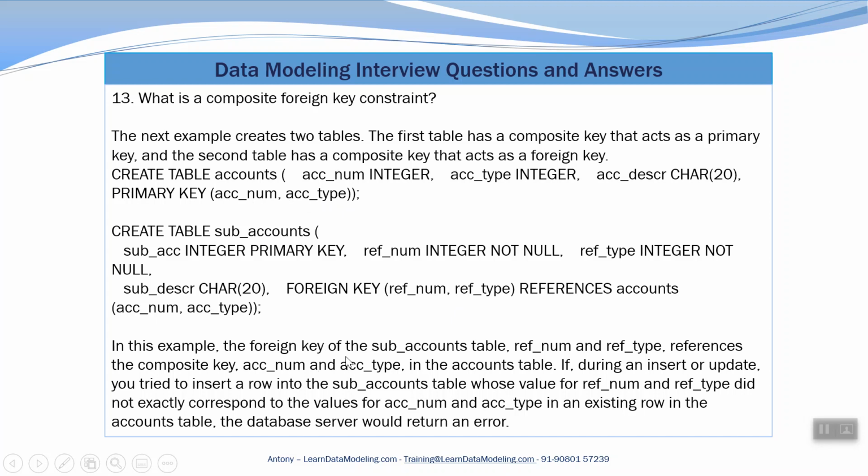In this example, the foreign key of the sub accounts table, ref_num and ref_type, references the composite key acc_num and acc_type in the accounts table. If during the insert or update, you try to insert a row into the sub accounts table whose value for ref_num and ref_type did not exactly correspond to the values of acc_num and acc_type in an existing row in the accounts table, the database server would return an error.